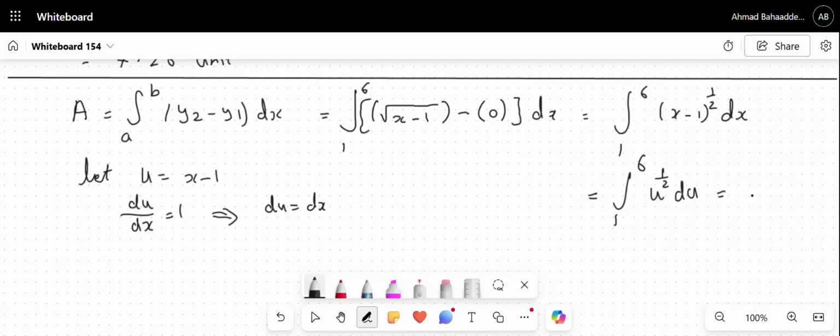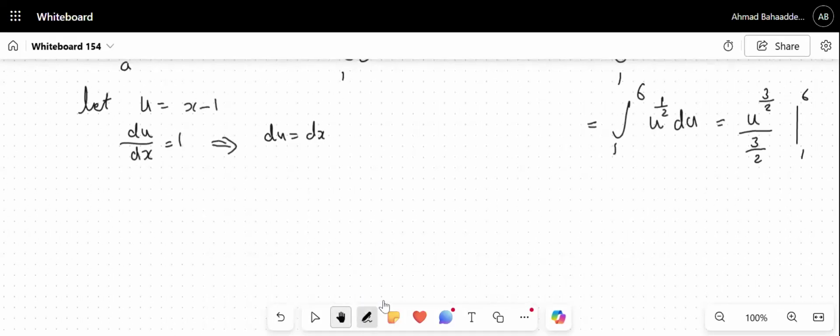So that's going to give me add 1 to the power and divide by the new power. That's u to the power of 3 over 2 divided by 3 over 2. And this is going to be from 1 to 6. I used to start from 0, guys, that's why it's from 1 to 6. If I just want to continue this integration, the result is going to be 2 over 3.